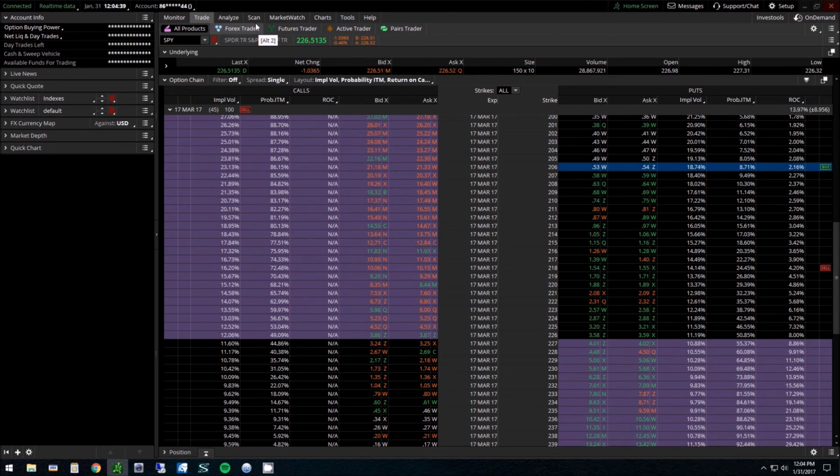If you have any questions, this is just a quick overview of how to sell to open a put spread and give yourself some protection. It's not a naked put. A naked put would be if I didn't buy the 206. If I just sold the 218 and didn't buy the 206, that would be a naked put, and there'd be a lot more risk there.